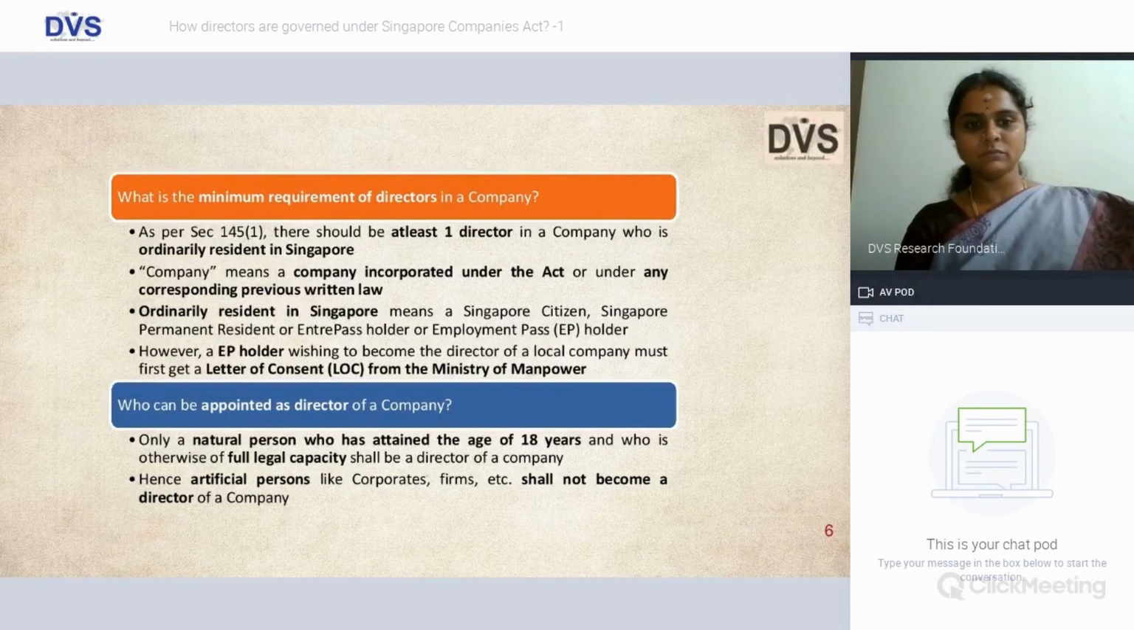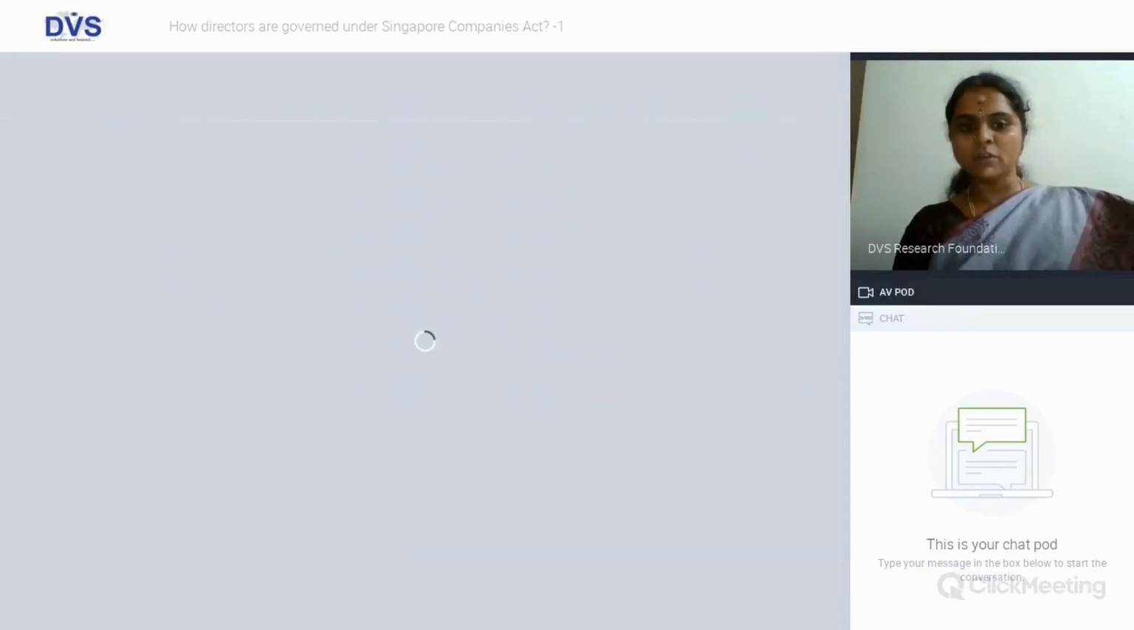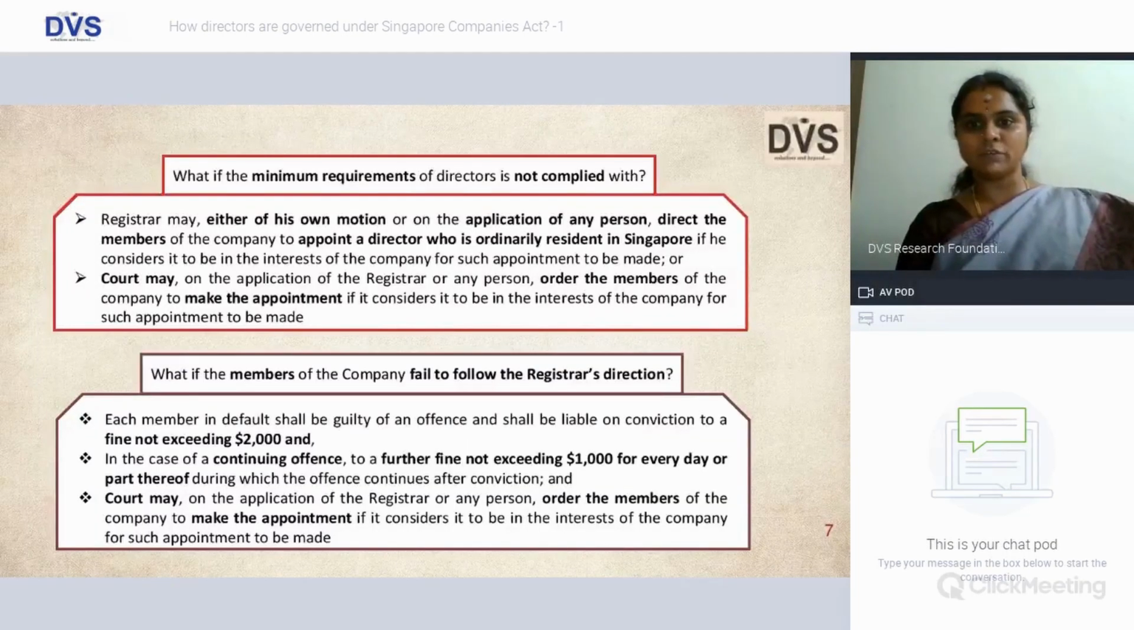Company, like in the Indian Companies Act, refers to companies incorporated under the Act or any previous companies law. Who is eligible to be appointed as a director? It is imperative to know that only natural persons who have attained the age of 18 can be appointed as directors. Accordingly, artificial legal persons like corporates and firms will not be entitled to become a director of a company.